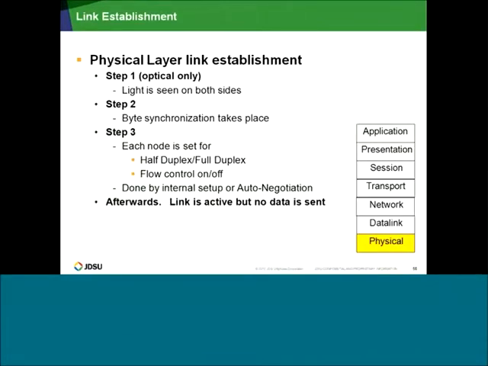Okay, so in terms of the physical layer, what we're looking for in summary is half duplex, full duplex, flow control on or off. Okay, and then link is active but no data is sent. So this is the first thing you want to verify if all of that is connected.